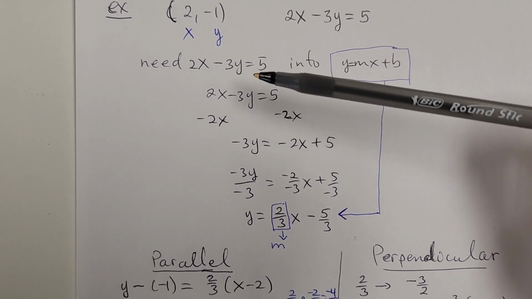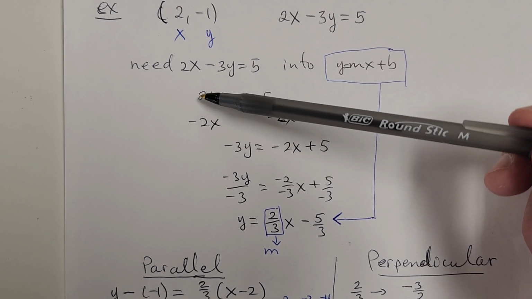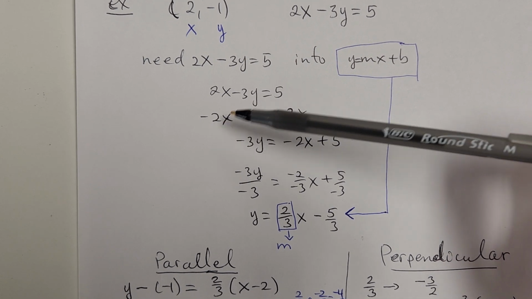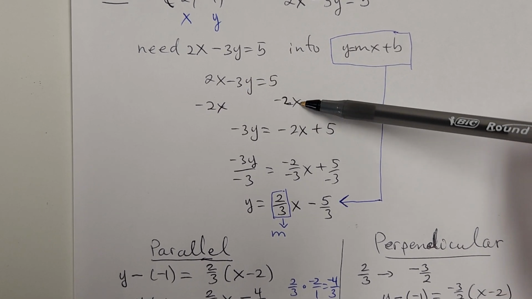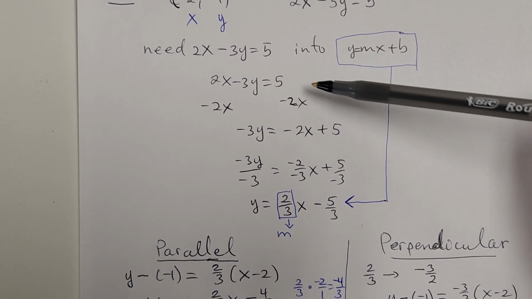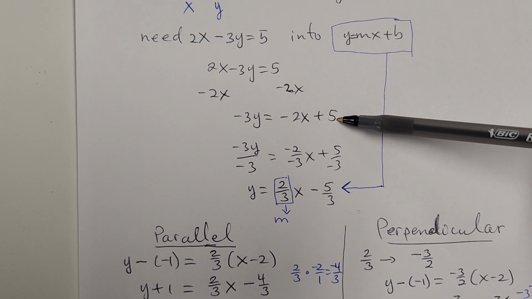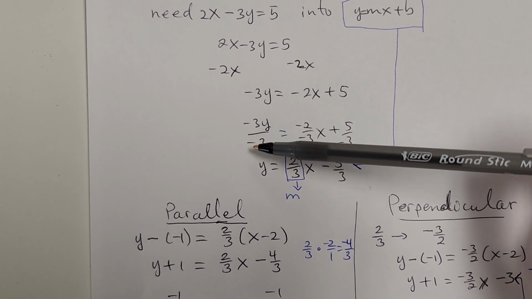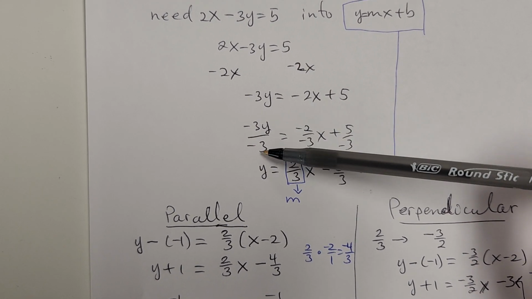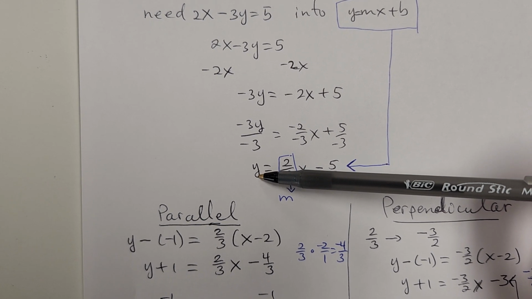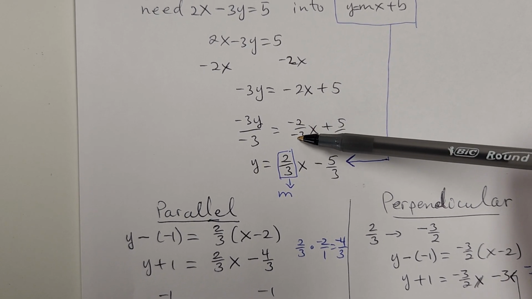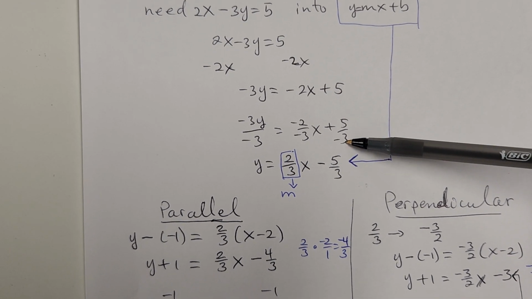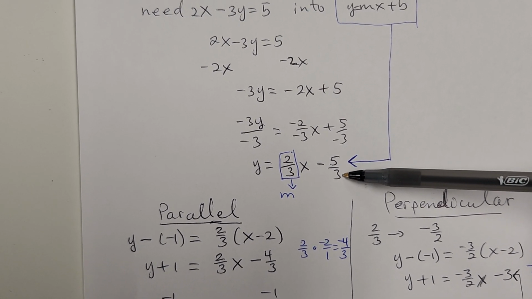Okay, so here we go. First of all, you need to subtract the 2x from both sides. So this 2x goes away. I have negative 3y equals negative 2x, and then bring the 5 down, which is positive. Next, divide by negative 3 to all terms. The negatives cancel, the 3 goes away too, so that just gives me y. Negative, negative gives me positive, so 2/3 x. And then 5 divided by negative 3 is negative 5/3.